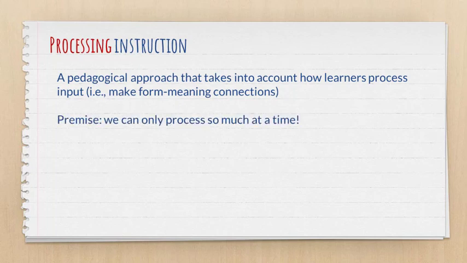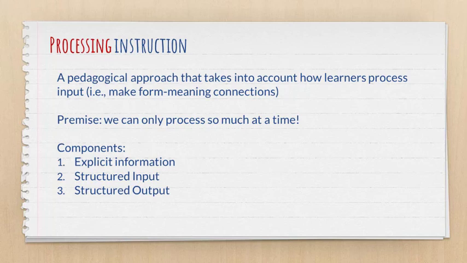The premise of processing instruction is that we can only process so much at a time. In other words, if we can understand something without processing every little detail about it, then some forms don't get processed or are less likely to be processed. Processing instruction has three components: explicit information, structured input, and structured output. Today, we're only going to be focusing on structured input.